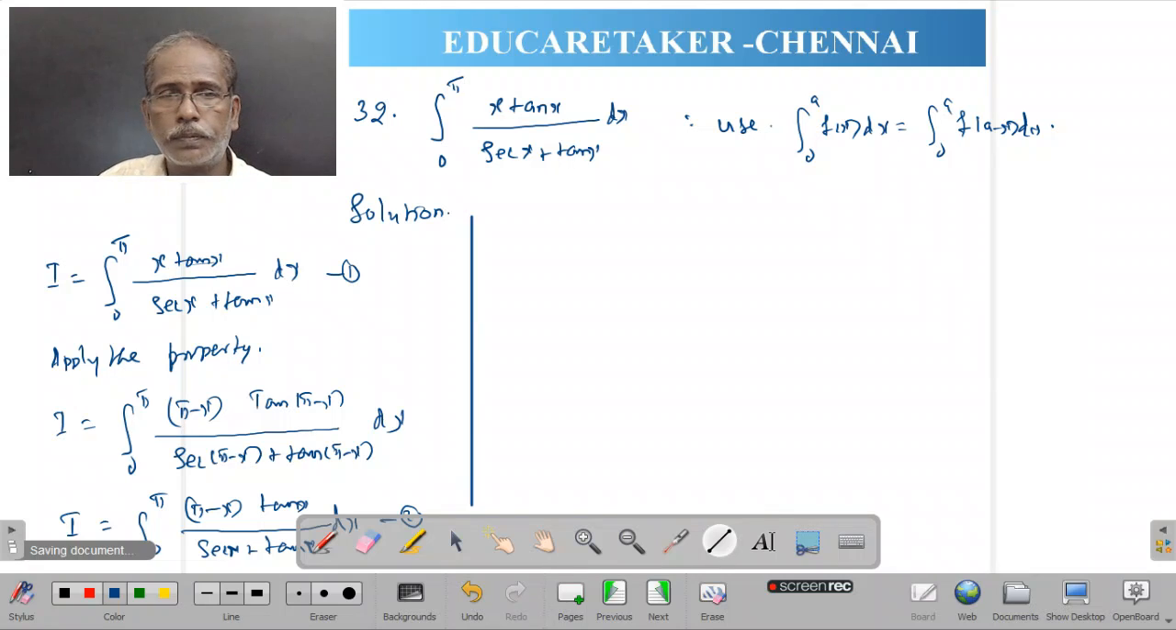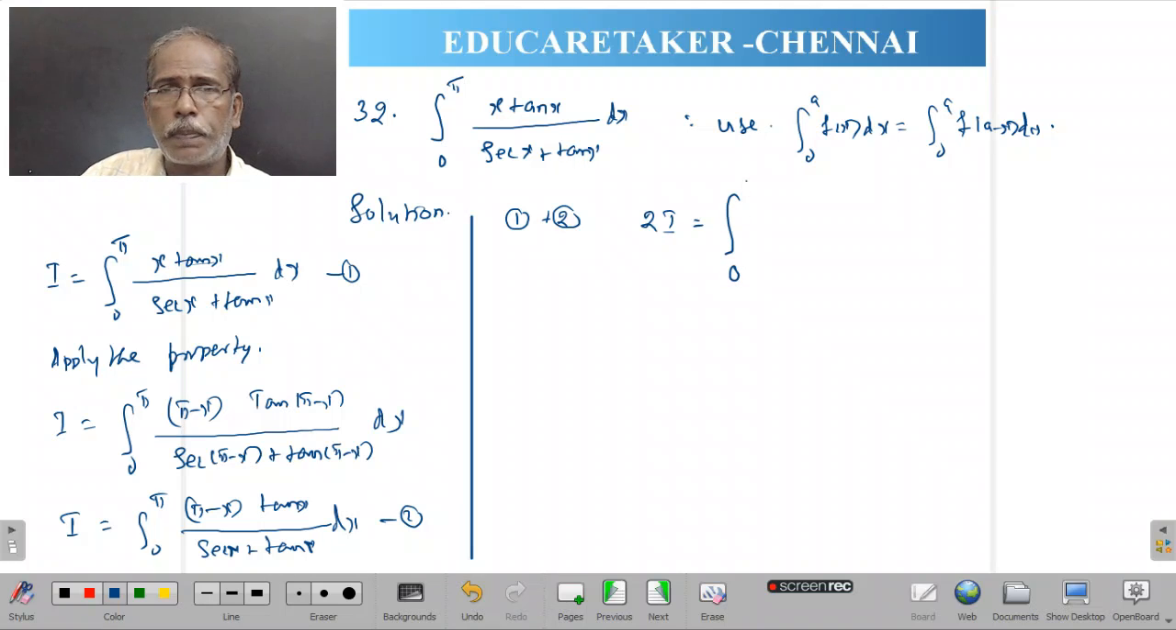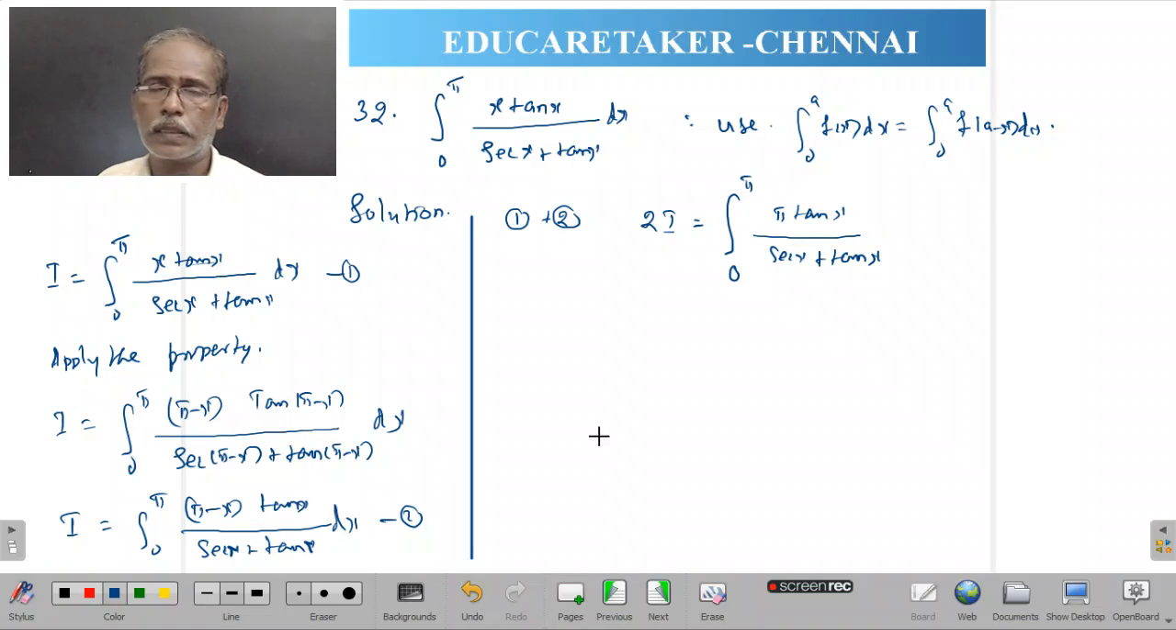Okay, now we'll continue. Adding 1 and 2, we get 2I equal to the integral from 0 to pi; minus x tan x plus x tan x cancel, and pi tan x remains over secant x plus tan x. So x is eliminated now.